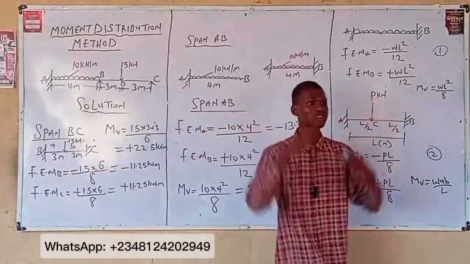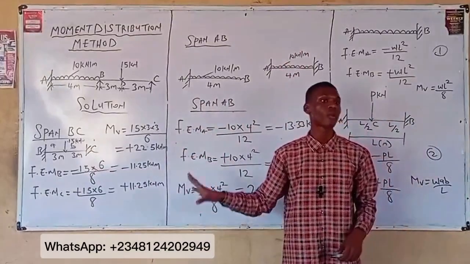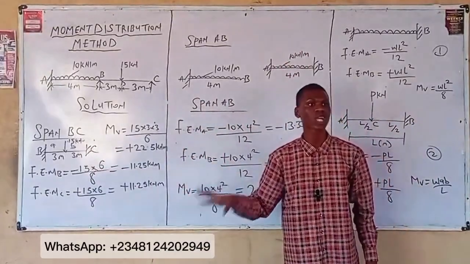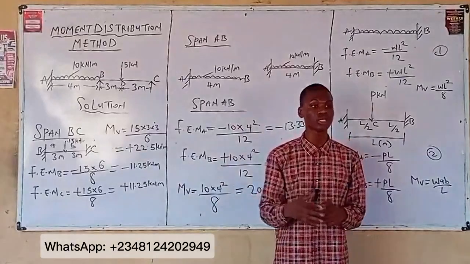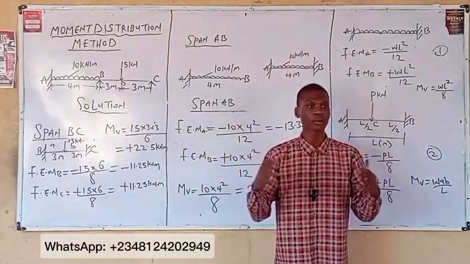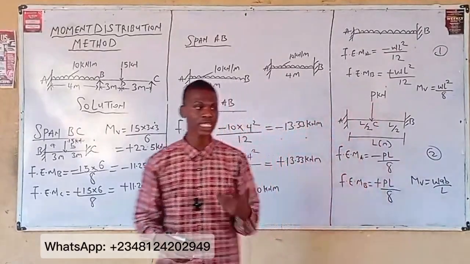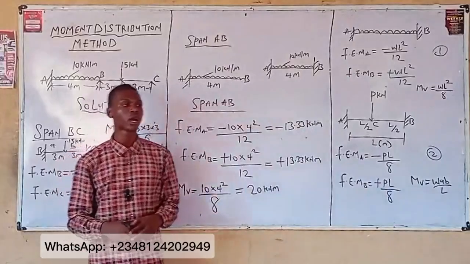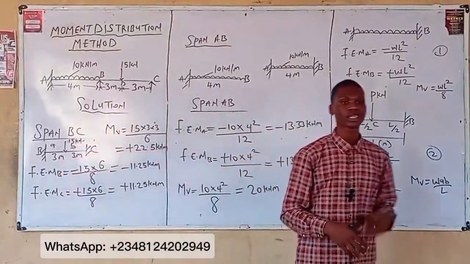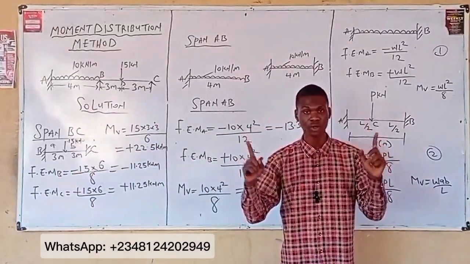Now, from here, let's quickly recap before we proceed. We separated the span, right? When we separated the span, for each span, we calculated the fixed end moment and the moment due to the vertical loading of each span. Now, next step, calculate stiffness factor. Take note, when it comes to stiffness factor, here's how it works.